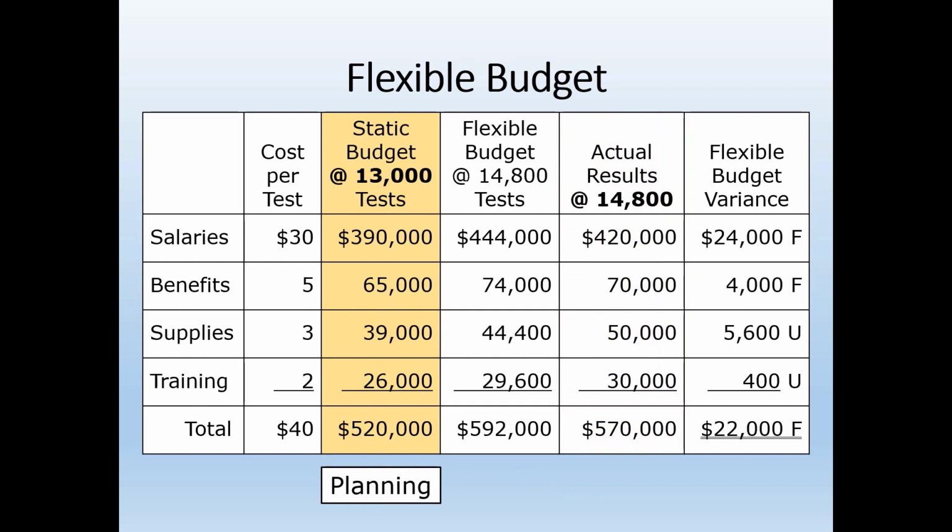So, the moral of the story is that the static budget is very useful for planning. Before the period starts, we don't know how many tests the laboratory is actually going to do, so we make our best guess. But for evaluation, for control, for determining how efficient and effective the laboratory was, you have to recompute a flexible budget at the actual level of activity.